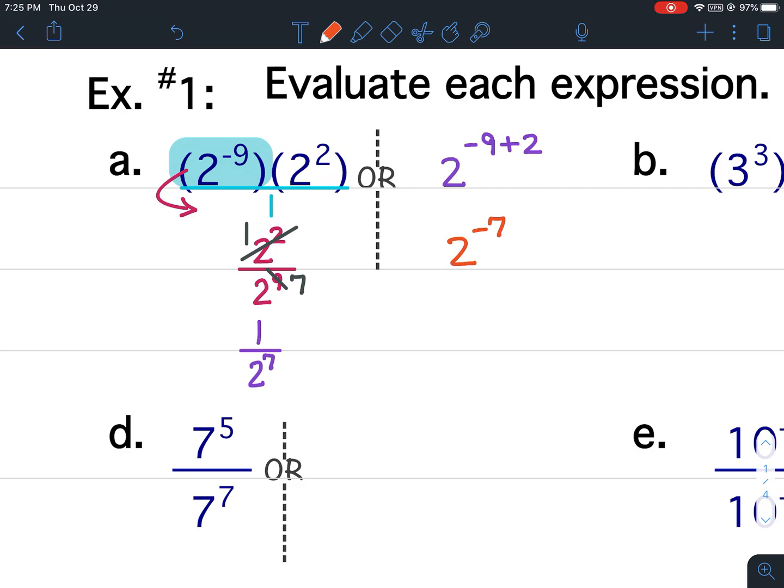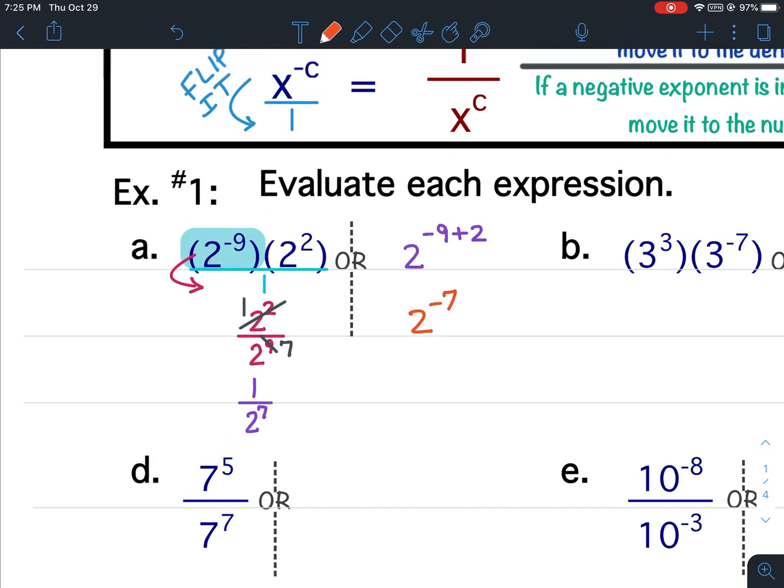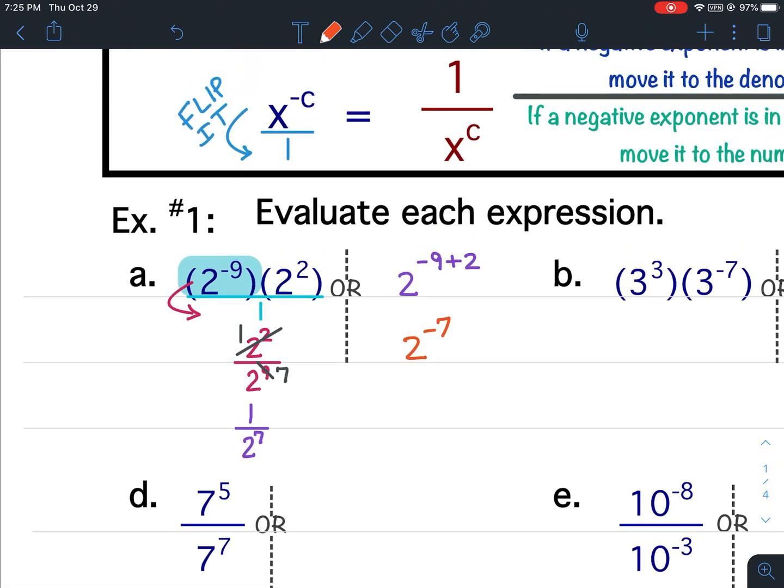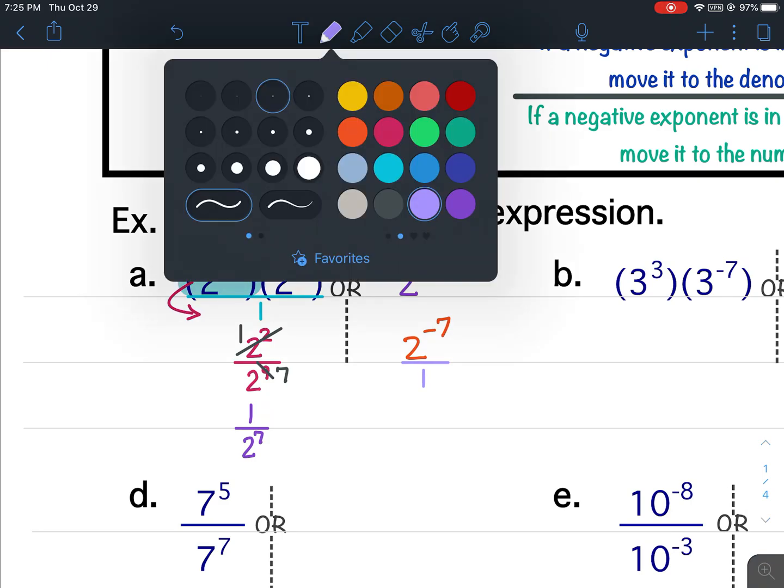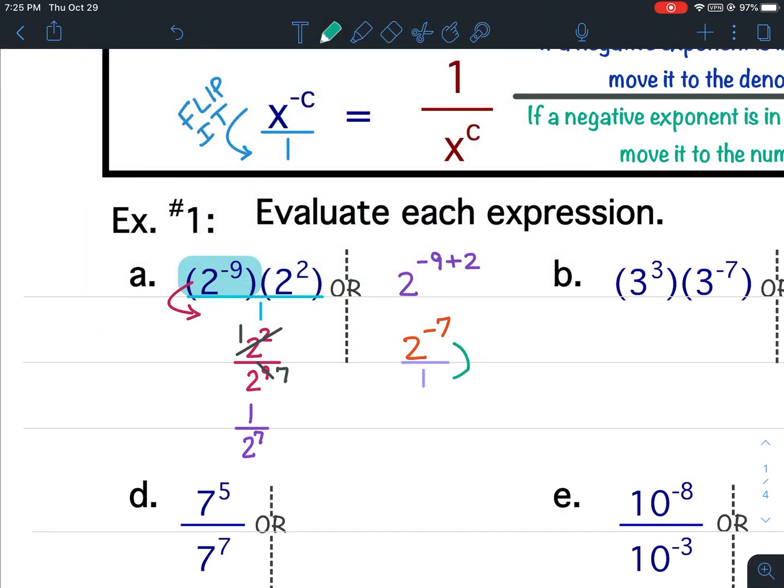Well, once again, we don't want a negative exponent, so we want to make this positive. So this looks like this x to the negative c up above. I'm going to put it over 1. And then I'm going to take the reciprocal, I'm going to flip it. So I'm going to move it to the denominator. So it will look like 1 over 2 to the 7th. Notice how it's the same thing.